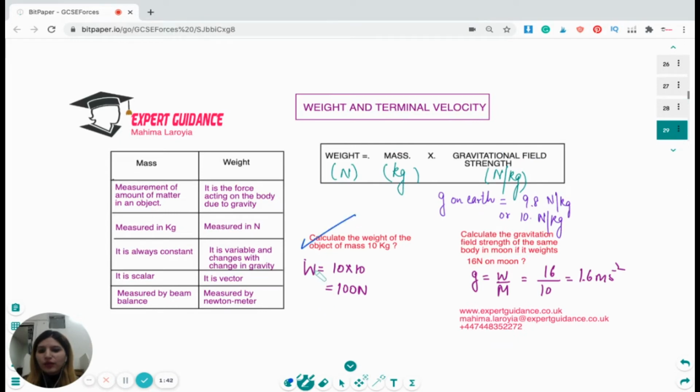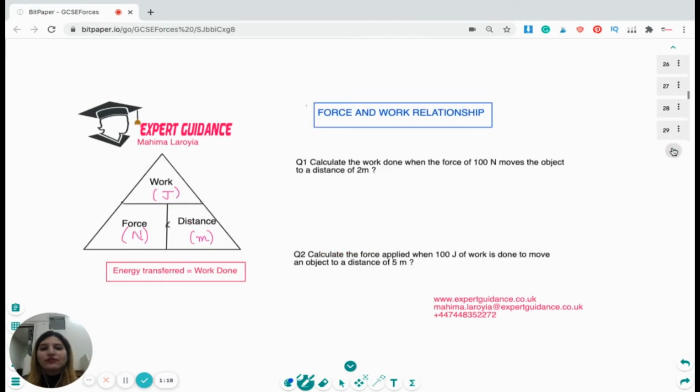For the first question, weight is mass times acceleration, so 10 times 10, which is 100 newtons. For the second one, if we rearrange this formula, the gravitational field strength is weight divided by mass. The weight is 16 newtons. The mass of this object originally was 10 kgs. So 16 over 10 is 1.6 meters per second squared, which is the acceleration on the moon. So you have to remember this expression and how to rearrange it to work out your answer.